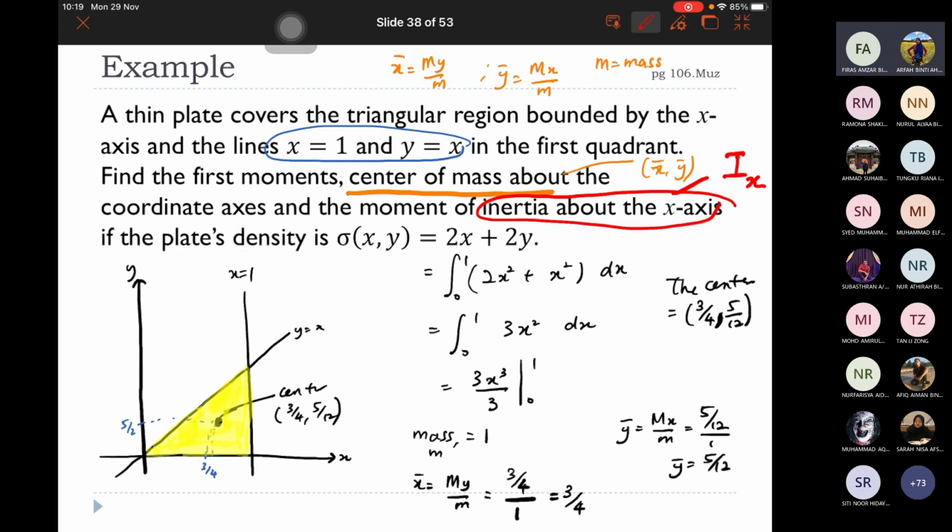Okay, cuba kira inertia. What will you have for the value of inertia for this example? Ni dapat tak? Berapa inertia? 7/30. Ya, betul. Inertia about the x-axis 7/30.